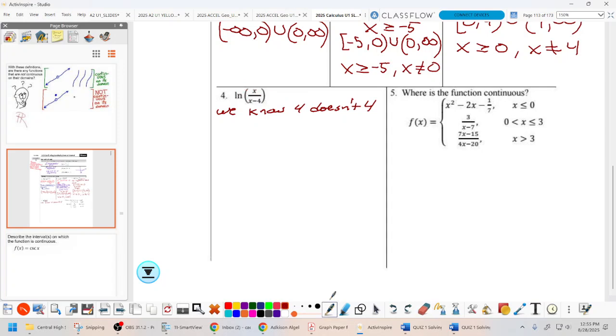We know 4 doesn't work. We know 0 doesn't work.